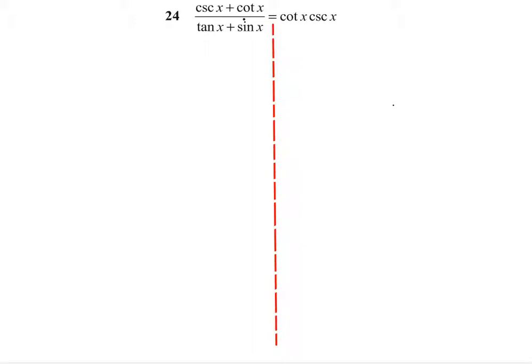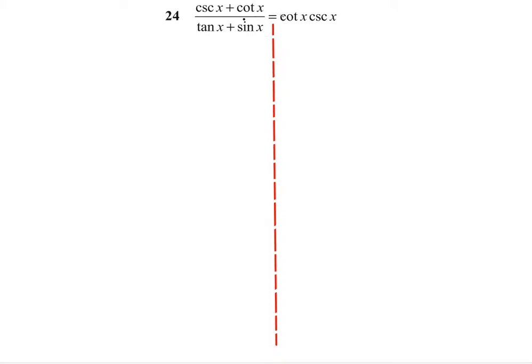Okay, I'm doing section 6.2, and this is on page 274. The instructions for this section is to prove the following identities. So essentially, show that this is equal to this. The first thing I've done is just drawn a dotted line to remind us that you cannot cross the line.